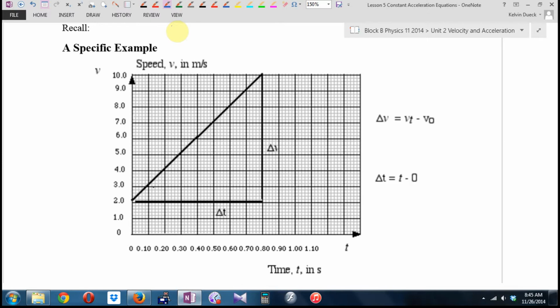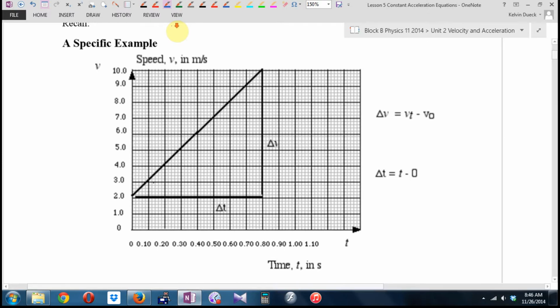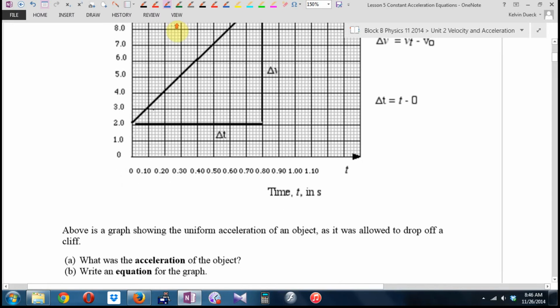Now, do we have a positive slope, a negative slope, or a horizontal line, a slope of zero? So do we have a positive acceleration, a negative acceleration, or no acceleration, constant speed? That's the same question I just asked. So there is an acceleration. If it was no acceleration on a velocity time graph, it'd be a horizontal line. Okay. What is the acceleration of the object?